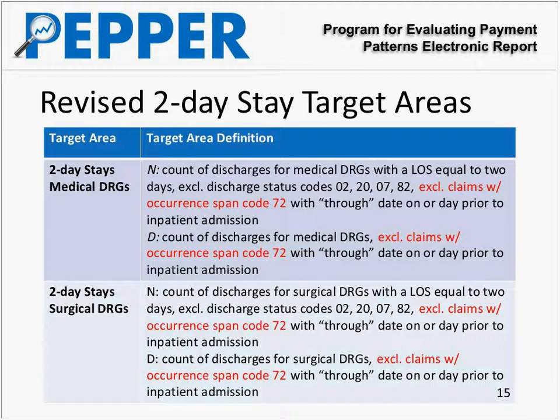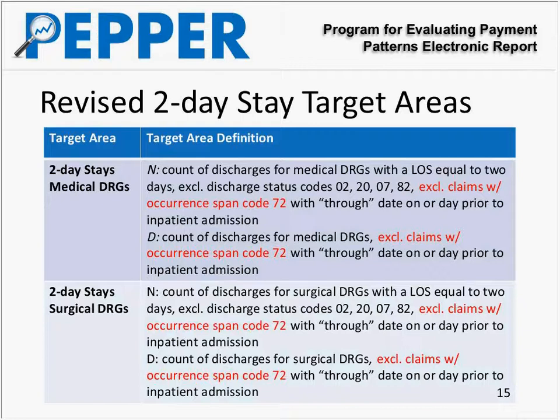Starting with this release, we are excluding from both the numerator and the denominator claims with a current span code 72, where there's a through date on the day of or the day prior to the inpatient admission. A current span code 72 identifies when there are outpatient services that are associated with an inpatient admission.